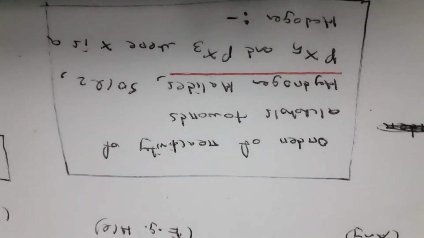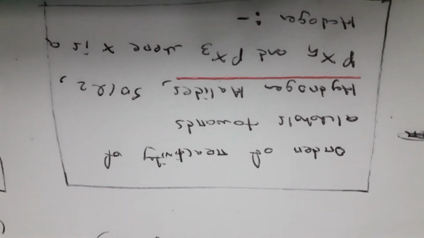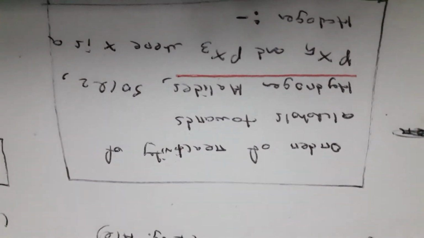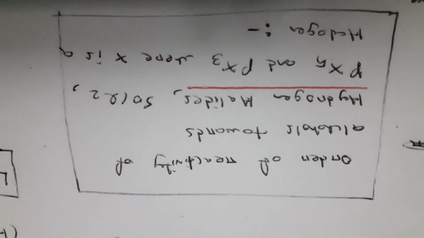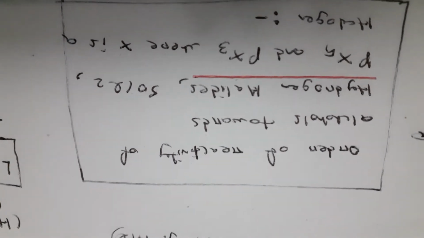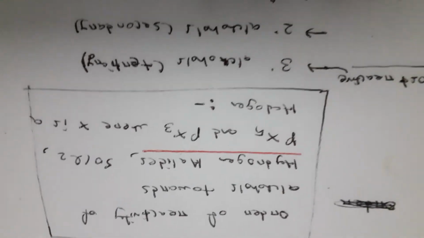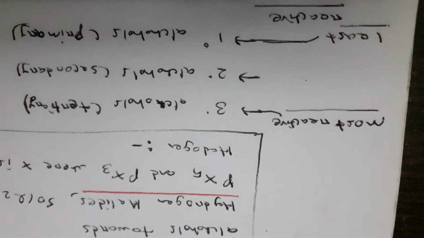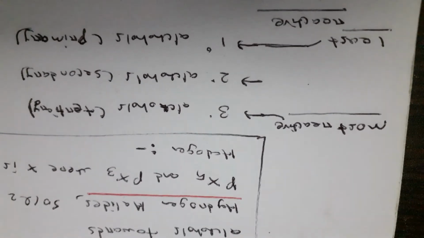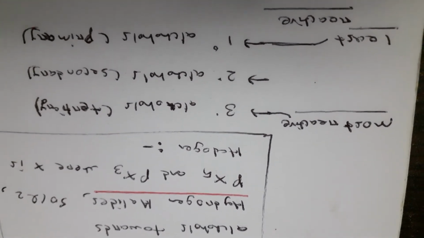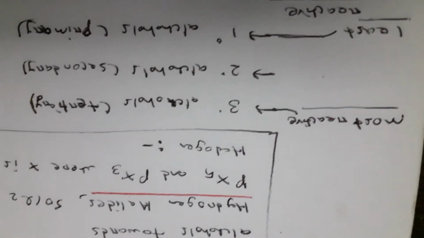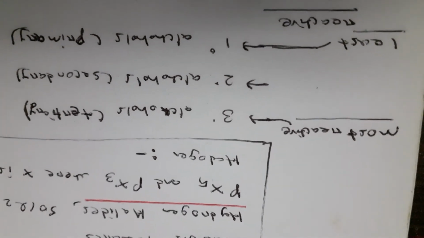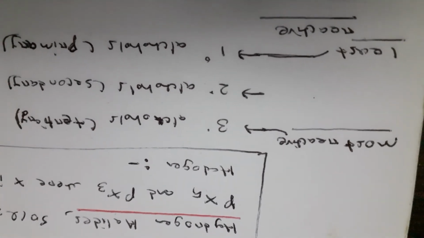Before we move on, we also need to know the order of reactivity of alcohols, any alcohols, towards hydrogen halides, SOCl2, which is thionyl chloride, PX5 and PX3, where X is any halogen. Here is the order of reactivity. We can see that 3 degree or tertiary alcohols are the most reactive towards hydrogen halides and the other specified compounds, while 1 degree or primary alcohols are the least reactive.